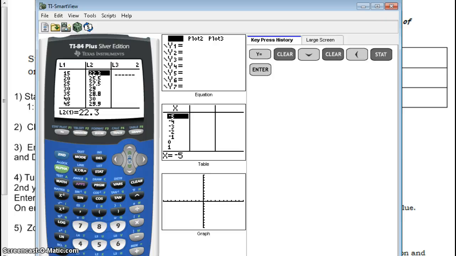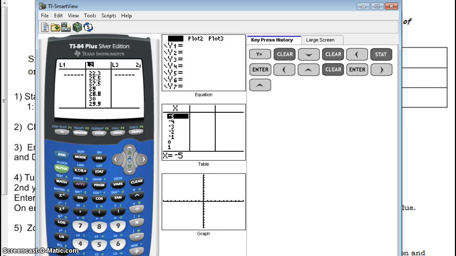Alright, I have some data in here. I want to clear that out first. It's easiest to go up to the L1 and then hit clear and hit enter. Then you want to go over to the L2 and hit clear and hit enter. Okay.